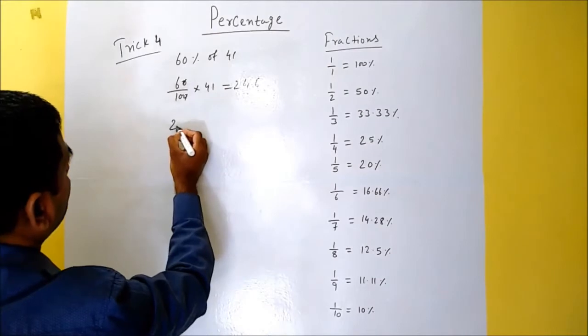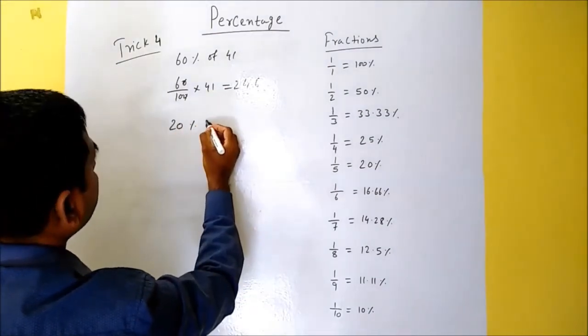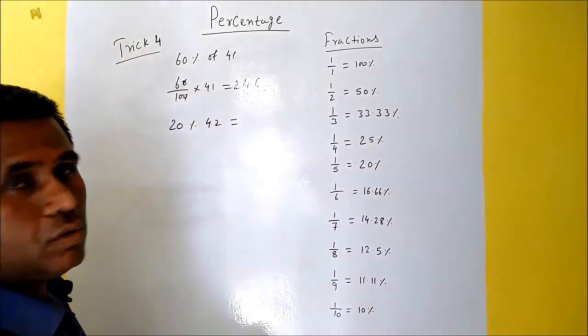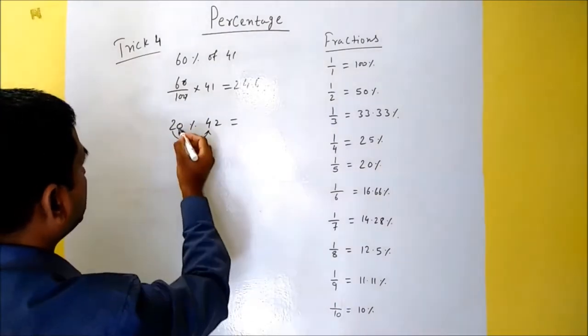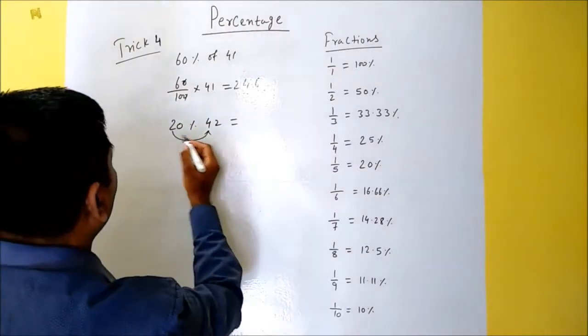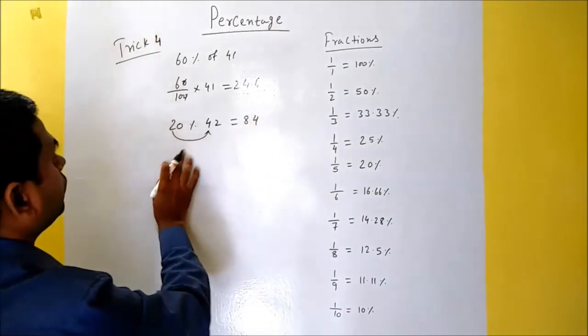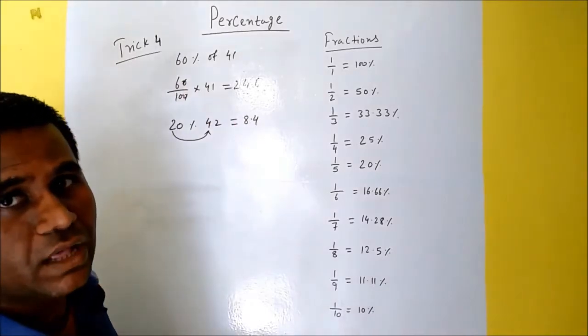So let's solve another problem. Suppose 20% of, okay, 42, for example. So 2 multiplied with 42 we will be doing. Okay, this 0 will be cancelled. So 2 multiplied with 42 becomes 84. And for 100, one more 0, we can put a decimal. So 8.4 is the answer.